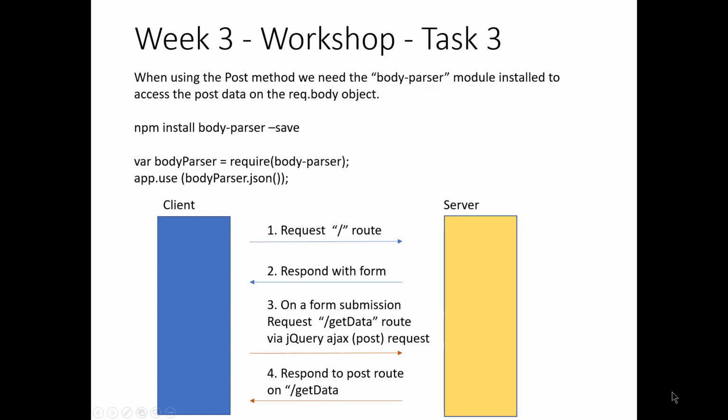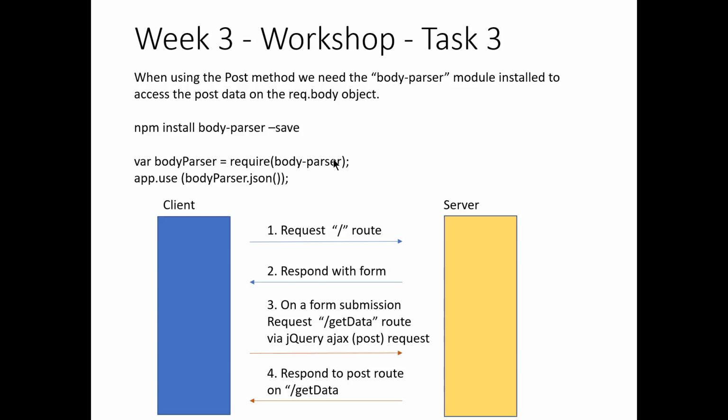So task 3 in the week 3 workshop will introduce you to using the post method in a route. Unlike the get method where data is passed in the query string, the post requires an extra module to be loaded to access the data that is passed. The module to load is called body parser. You will use npm to install the body parser module on your app. If you use the --save option, it will be added as a dependency in your package.json file.